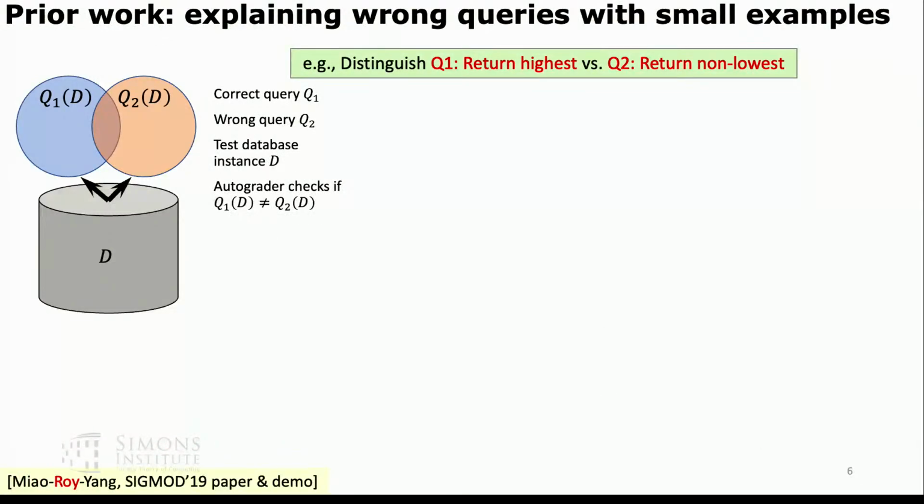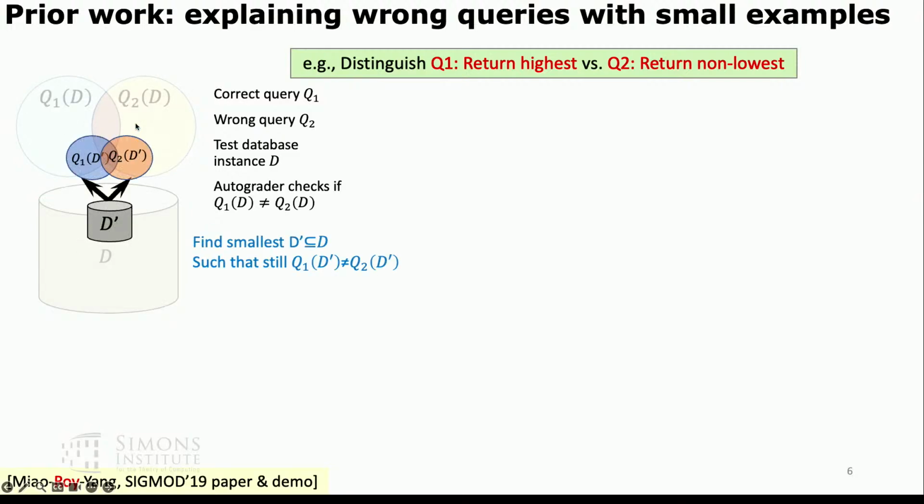Then we had a prior work. This is just to motivate our solution here. We have this big database instance that differentiates the correct query and the wrong query. How do we find the smallest sub-instance that would still differentiate these two queries? Now you can perhaps quickly see that this is easy if Q2 is monotone, but it is NP-hard in general. You can show that.